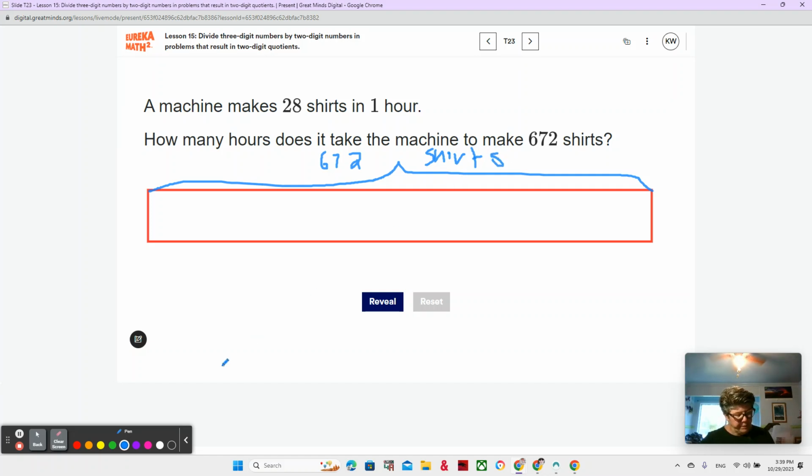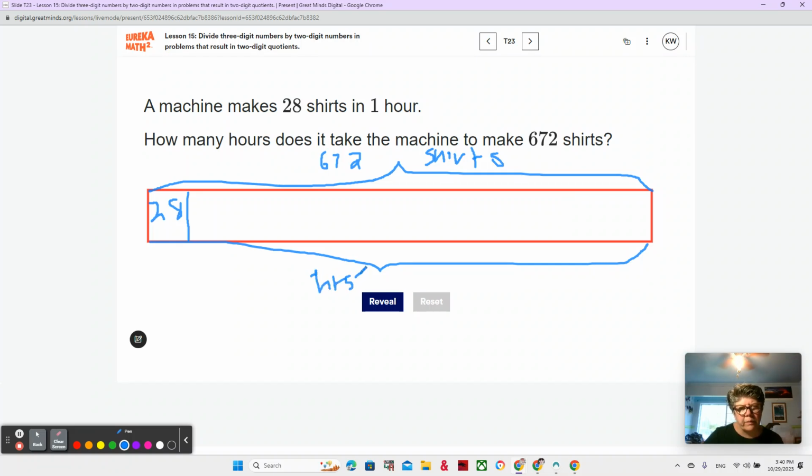And in 1 hour, it can make 28 shirts. So I'm going to put a little 28 over here. This is 1 hour. And my question is, how many hours is it going to take to make all of those shirts? How many hours? Question mark. Hours. Okay. I think we got everything, right?